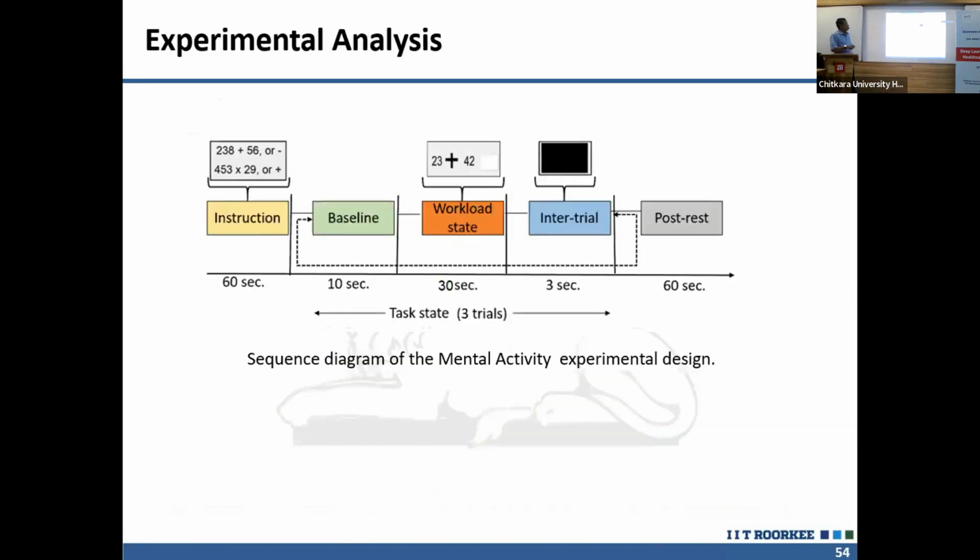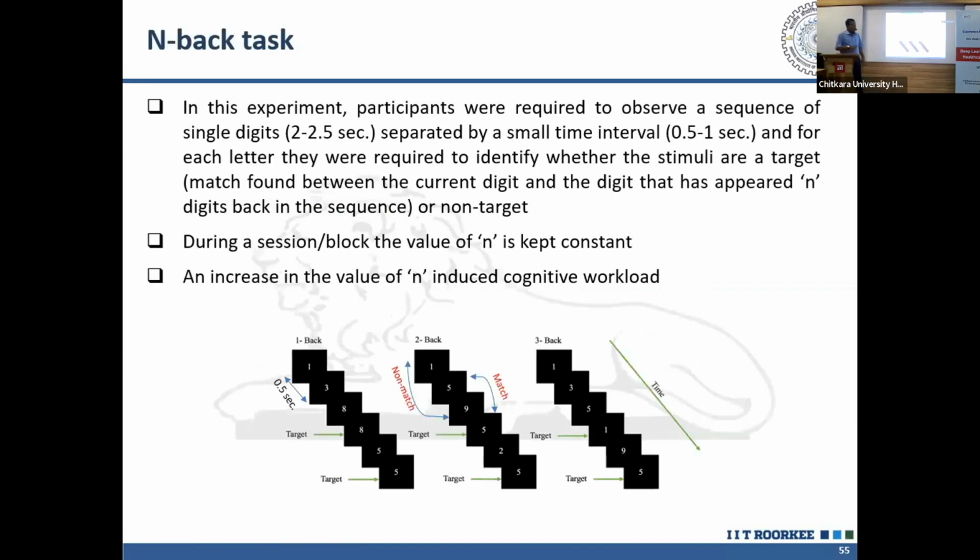There is another data set called mental activity. You have instructions that some multiplications will be done, and you will be shown some calculations like 23 plus 42, and you will be analyzing. At that time we collect the EEG signals, and then there will be a break, and again the user will be shown some equations, numbers with plus, minus, multiplication. Then he will do these calculations, we will analyze the signals, and it will be repeated. This kind of data set.